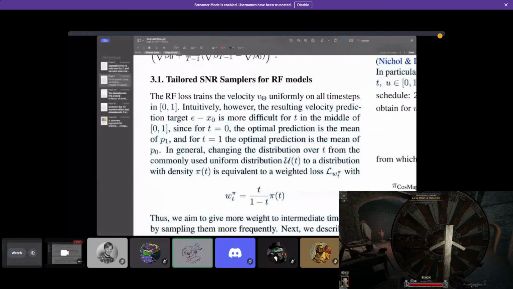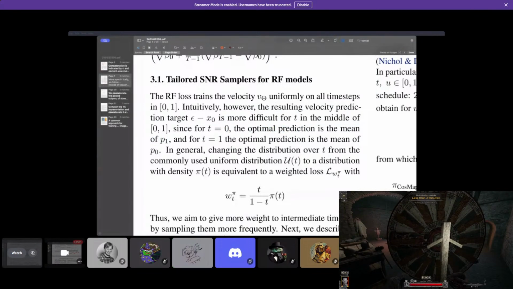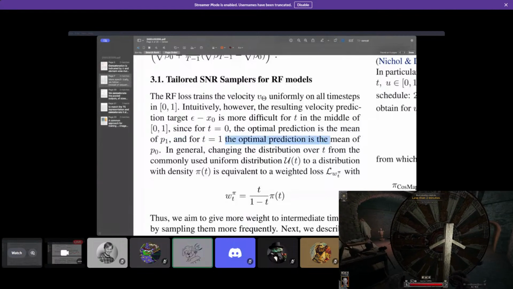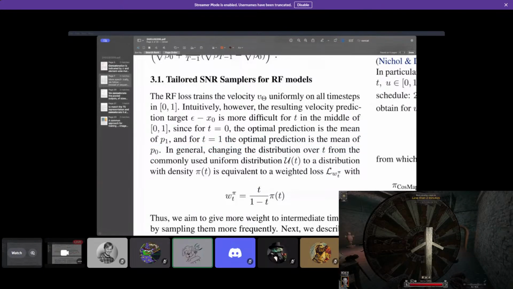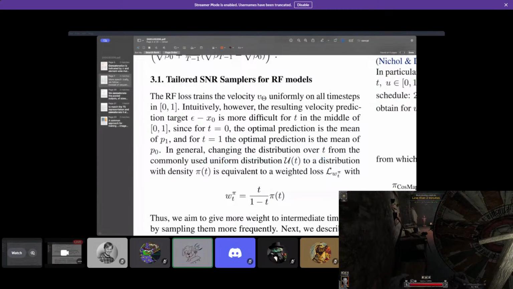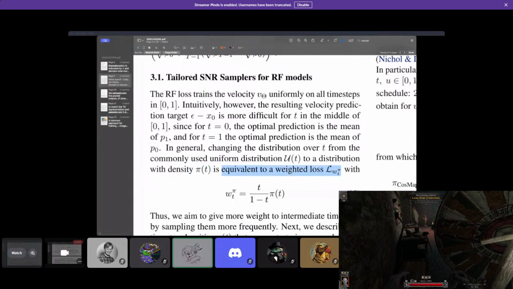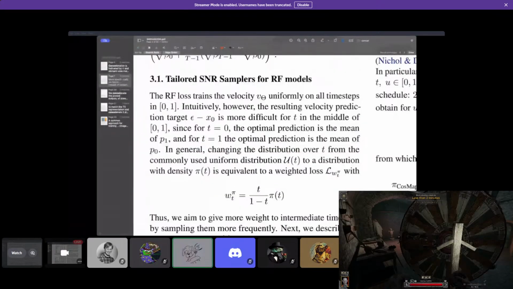Intuitively, however, the resulting velocity prediction target is more difficult for t in the middle, since for t equals 0, the optimal prediction is the mean of P1, the noise distribution, I guess, and for t equals 1, the optimal prediction is the mean of P0. In general, changing the distribution over t from the commonly used uniform distribution to a distribution with density pi of t is equivalent to a weighted loss with these weights. Thus, we aim to give more weight, like intuitively, to where the variance is bigger.